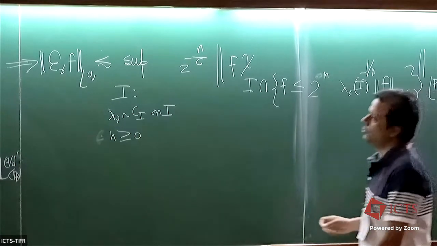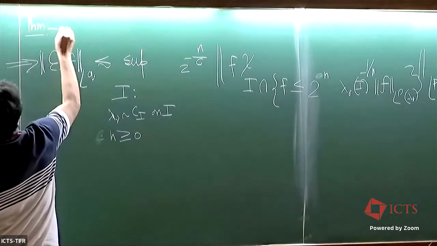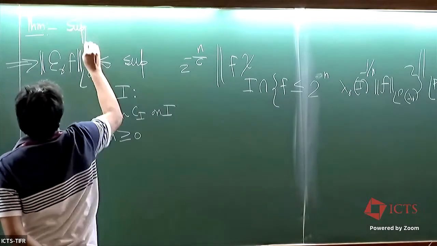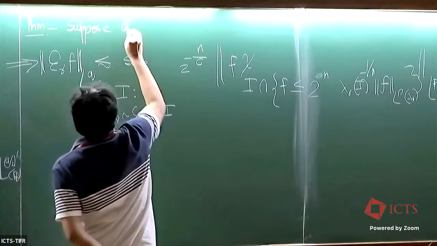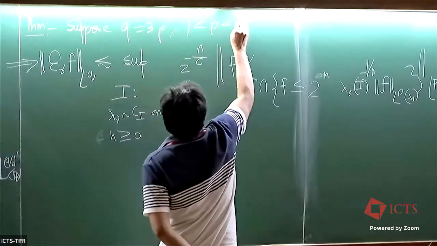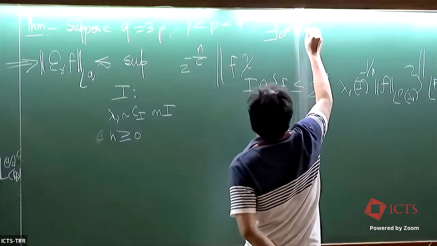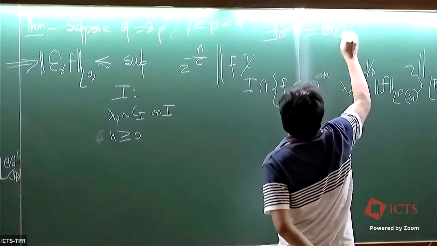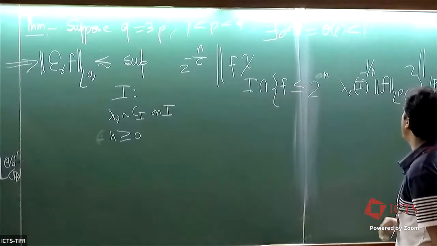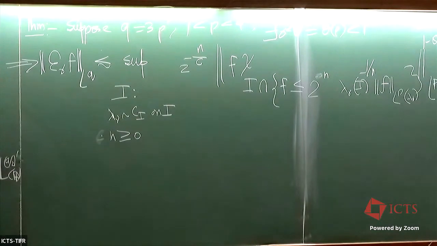Okay, let me write it properly. So the theorem is, suppose that q equals 3p prime and 1 less than p less than 4, then there exists theta strictly between 0 and 1. So theta will depend on p. It's strictly between 0 and 1, such that this is this. Okay, what does it tell us?